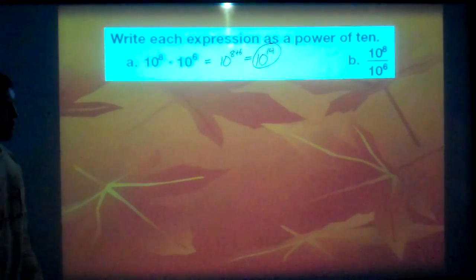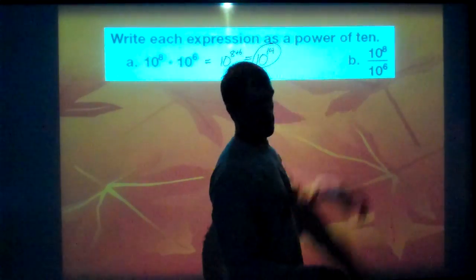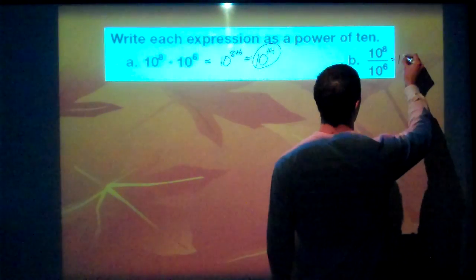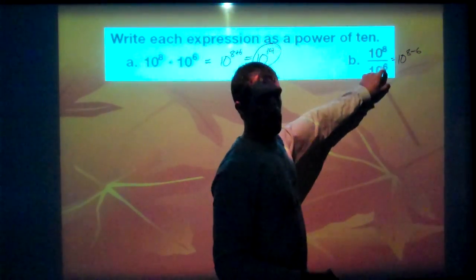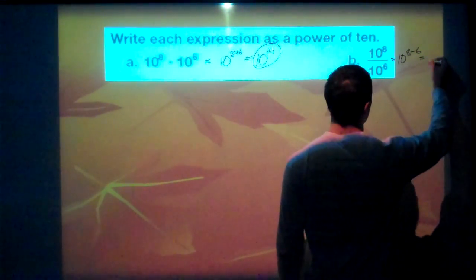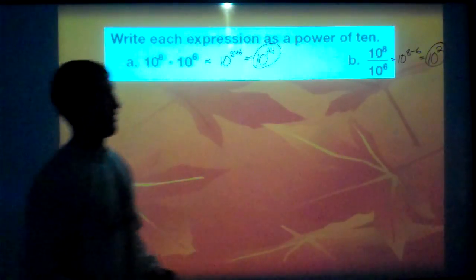Letter B, real quickly. Same bases, 10 and 10. 10 to the 8th over 10 to the 6th. This one we can subtract. 10 to the 8th minus 6. And it's always the top one minus the bottom one. Or, as we know, 8 minus 6 is 2. 10 to the 2nd there.